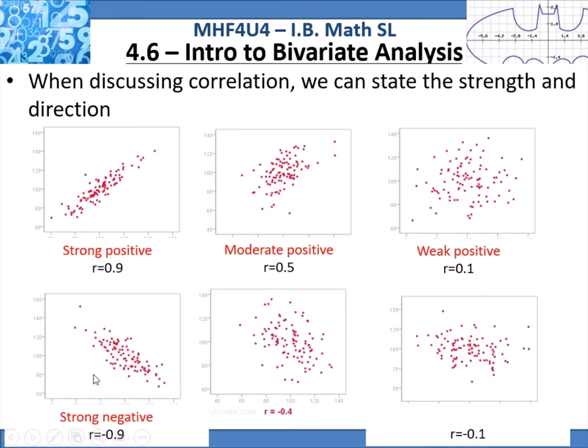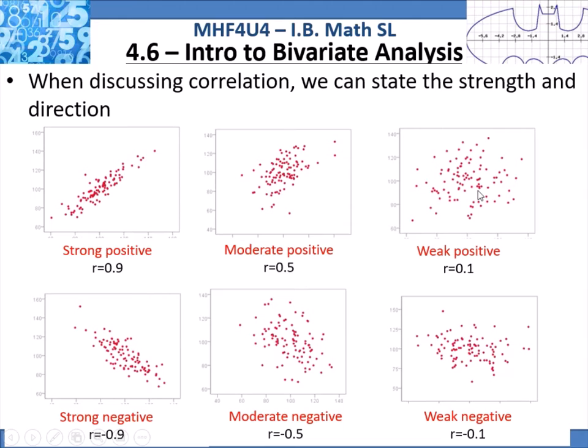Similarly, you could have a negative relationship. This means that as one thing goes up, so as the number of vegetables I eat goes up, the height of the student goes down. So actually, vegetables are causing students to be shorter. This would be very strong negative, moderate negative, and again here, it's sort of negative, but so weak it barely looks like anything.